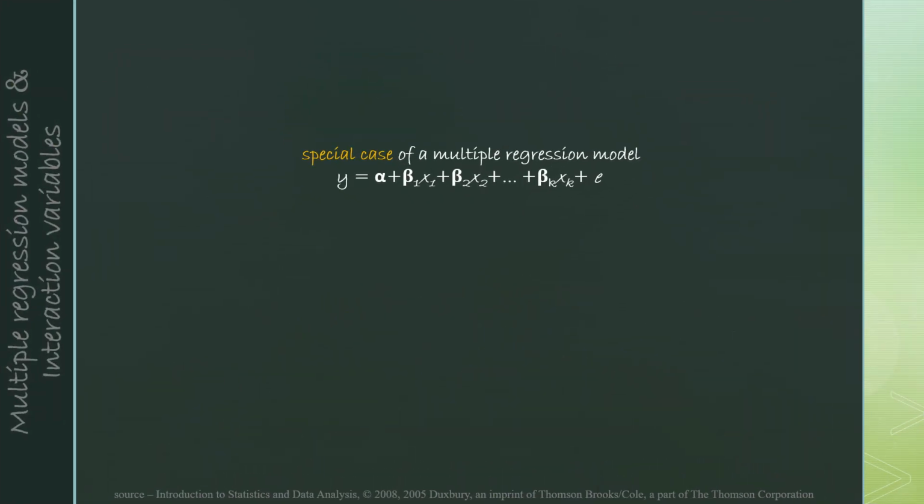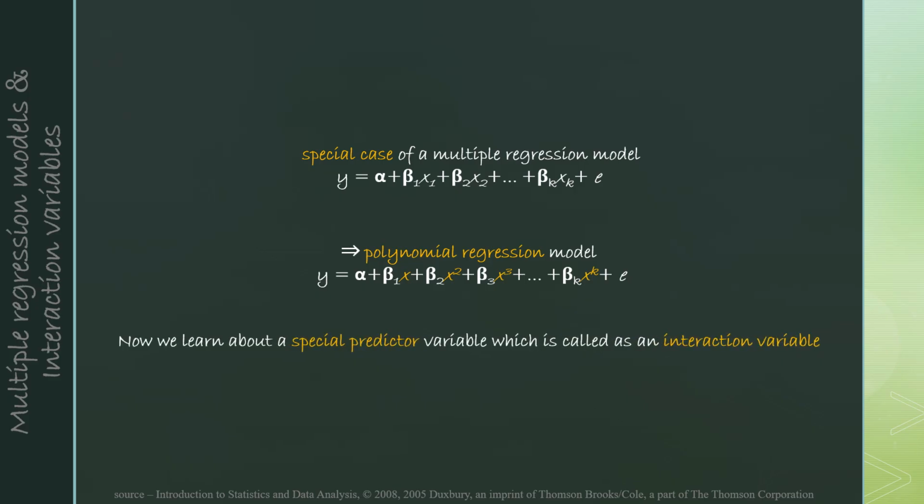We just discussed a special case of a multiple regression model, which is a polynomial regression model as in y equals alpha plus beta 1 multiplied by x plus beta 2 multiplied by x square plus beta 3 multiplied by x cube plus and so on plus beta k multiplied by x to the power k plus e. Now we learn about a special predictor variable which is called an interaction variable.